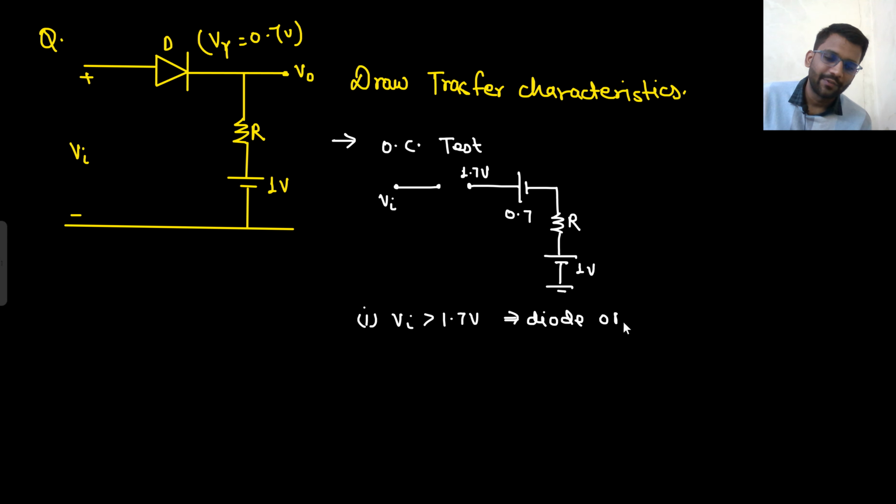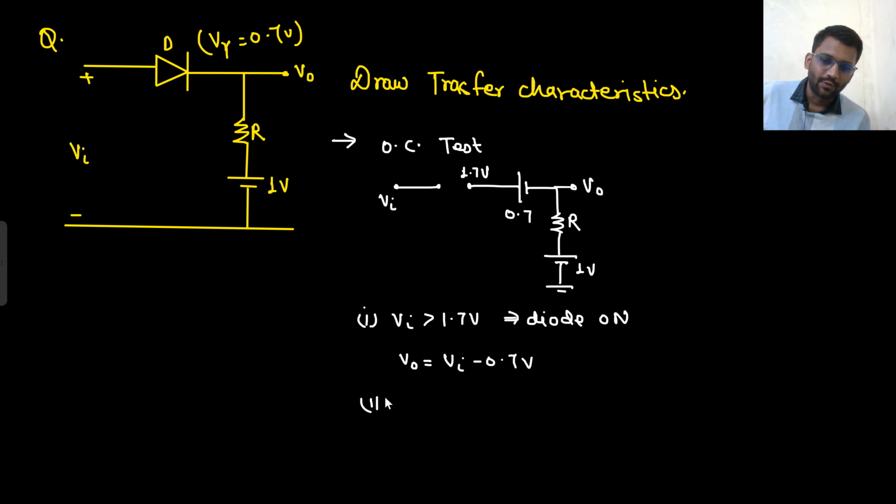Diode on. Now if the diode is on, tell me what will be the output voltage. You should be able to tell now. This will be shorted. So simply output voltage will be, this is our output, right? If this is shorted, simply output voltage will be V in minus 0.7, right? So output voltage will be V in minus 0.7 volt.